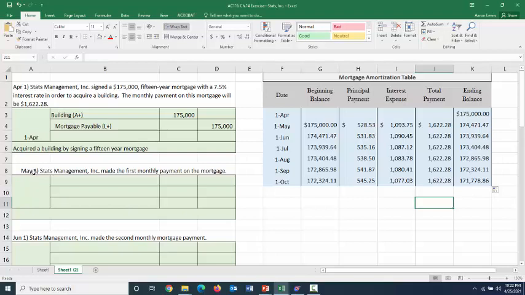And look what we have here. On May 1st, Stats Management Incorporated is making its first monthly payment on the mortgage. So on May 1st, what's happening here? Well, we're paying, as we see from our amortization table, $1,622.28 in total. $1,093.75 of that is going towards interest, and the other $528.53 is going towards principal.